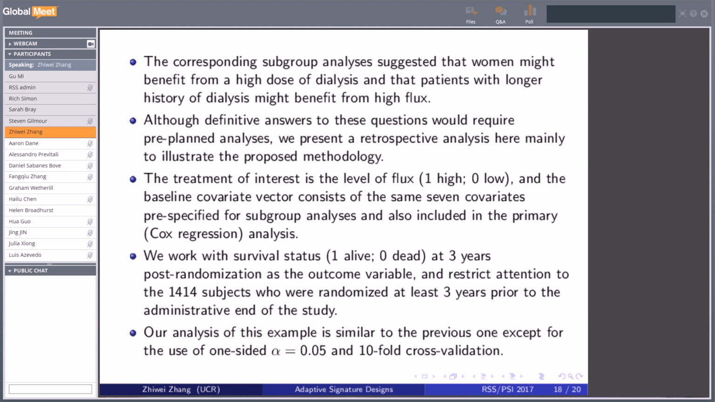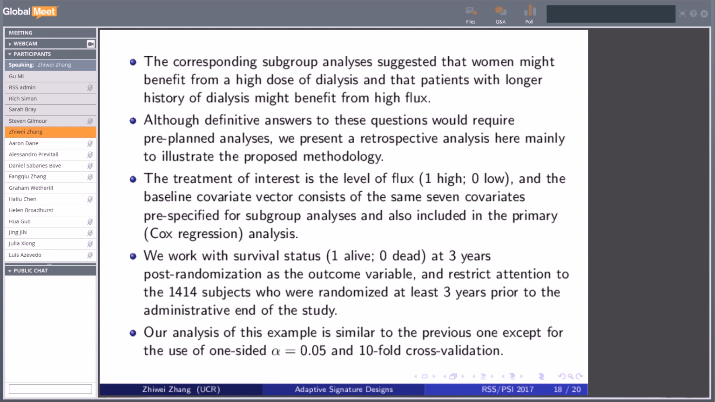We work with survival status at 3 years post-randomization as the outcome variable. For this outcome to be observed, the subject must have been randomized at least 3 years before the administrative end of the study, right? So we restrict our analysis to this subset of subjects based on randomization date. These subjects happen to have complete covariate, treatment, and outcome data.